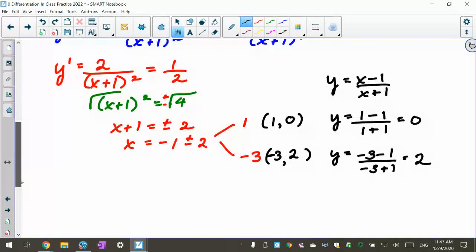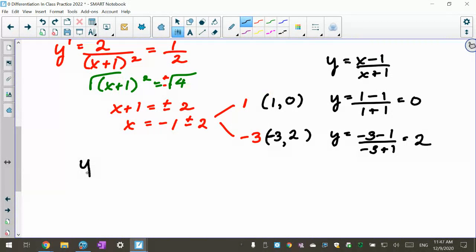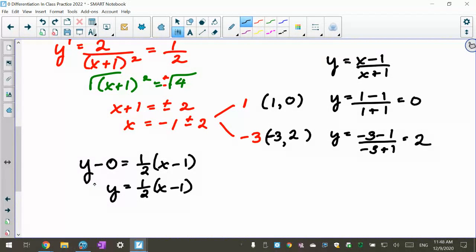So now I can do my tangent lines pretty easy. So I have y minus y1. We're going to use this first point here. So y minus 0 equals, I know the slope is a half because that's what we put it equal to, x minus 1. So I have a half x minus 1. And you can distribute this if you want, but there's my first tangent line.